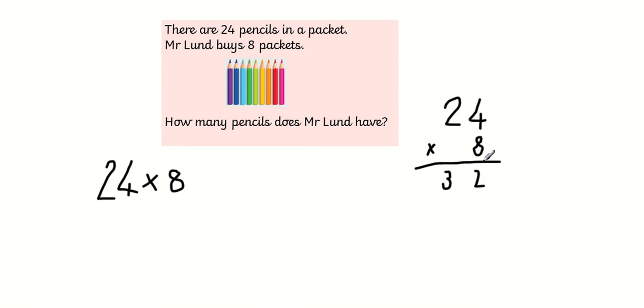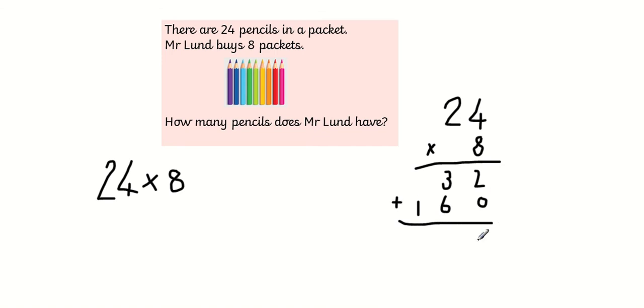Okay, then multiply the tens. 8 times 20. Okay, 8 times 2 is 16. So 8 times 20 is 160. There we go. And then we add those 2 numbers together.